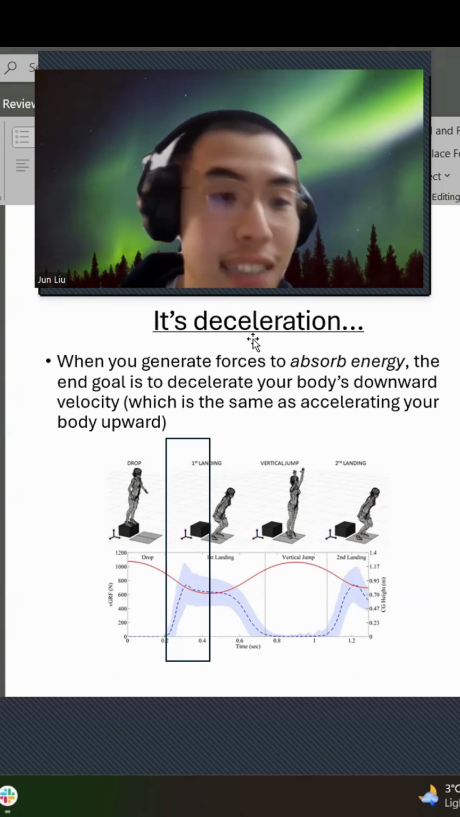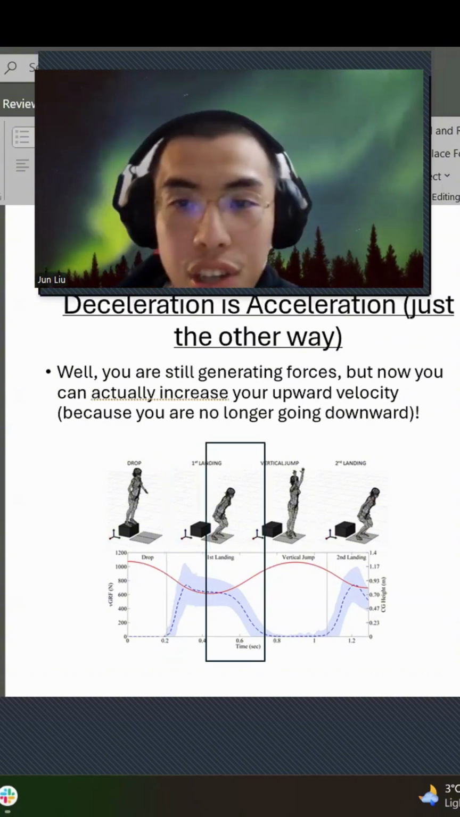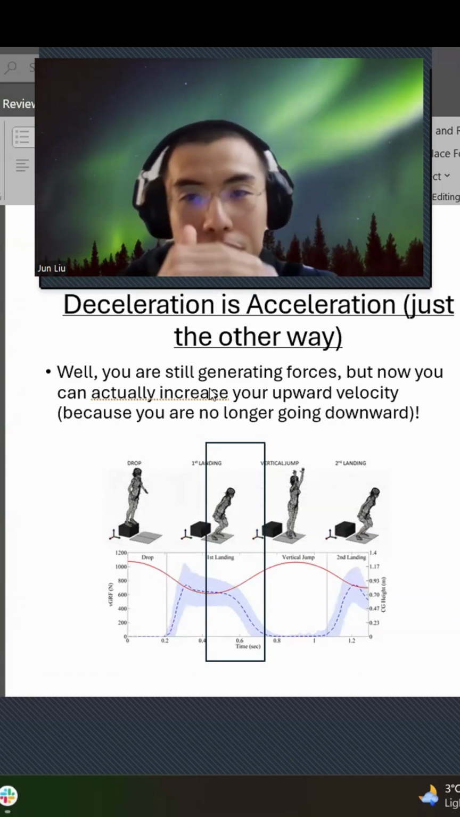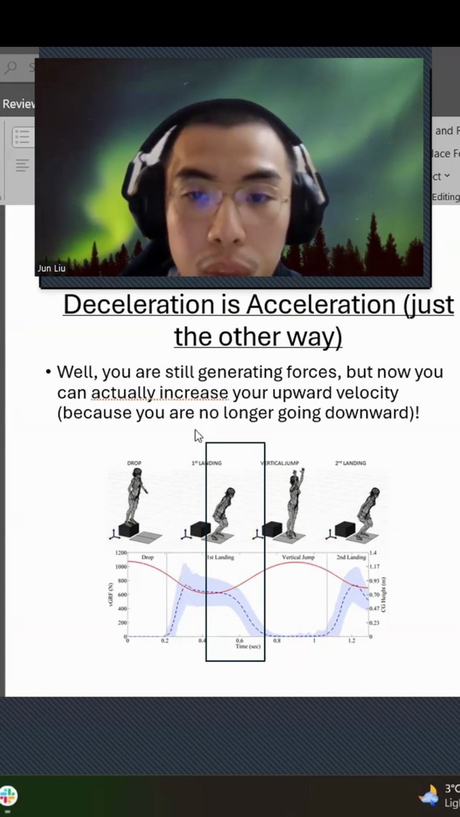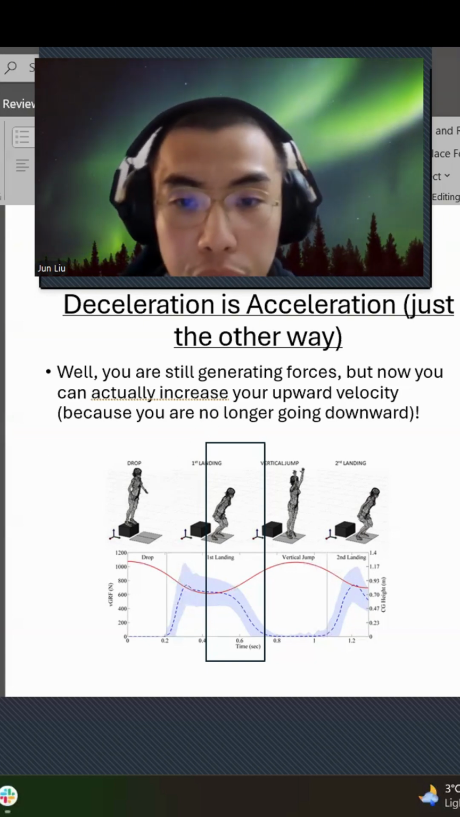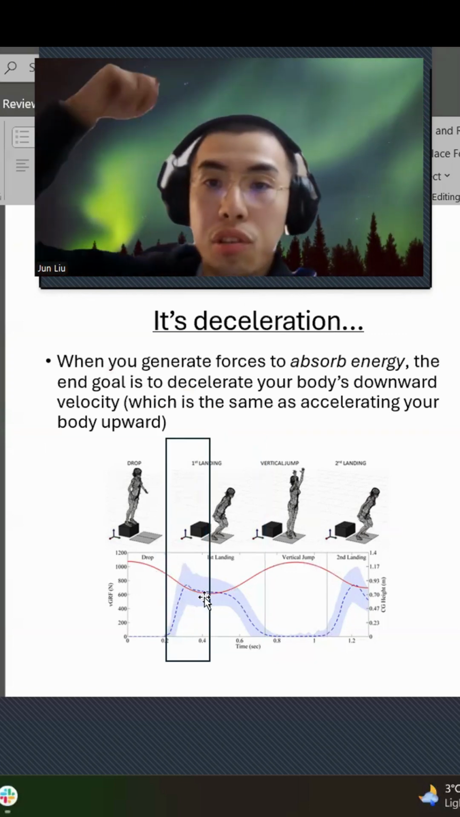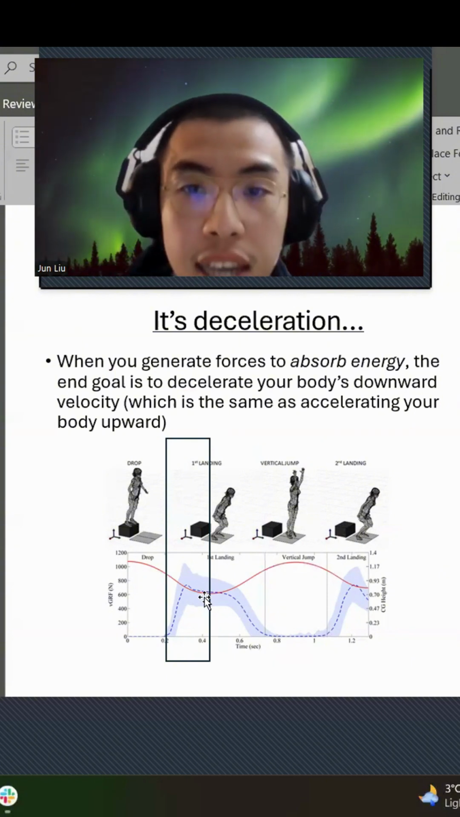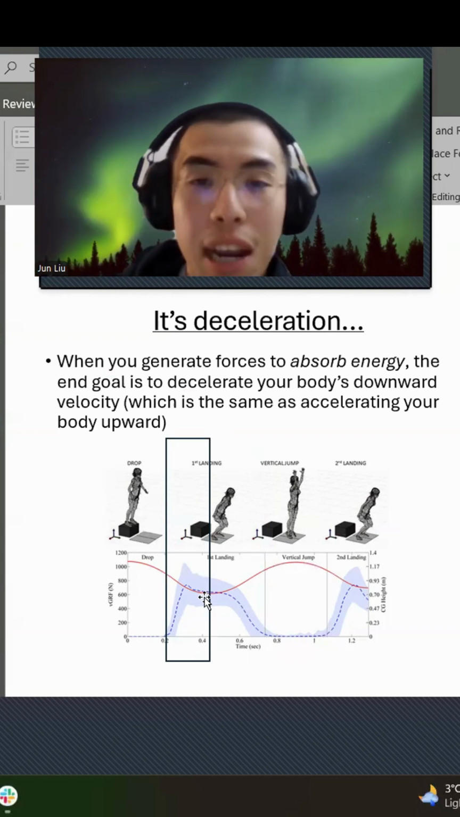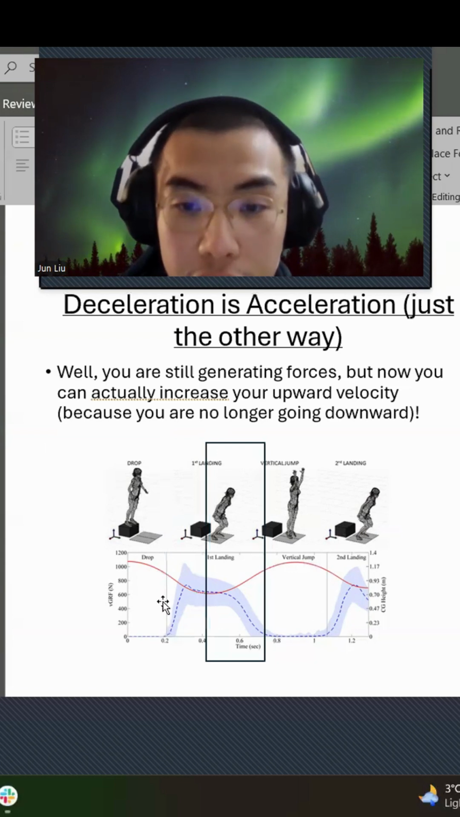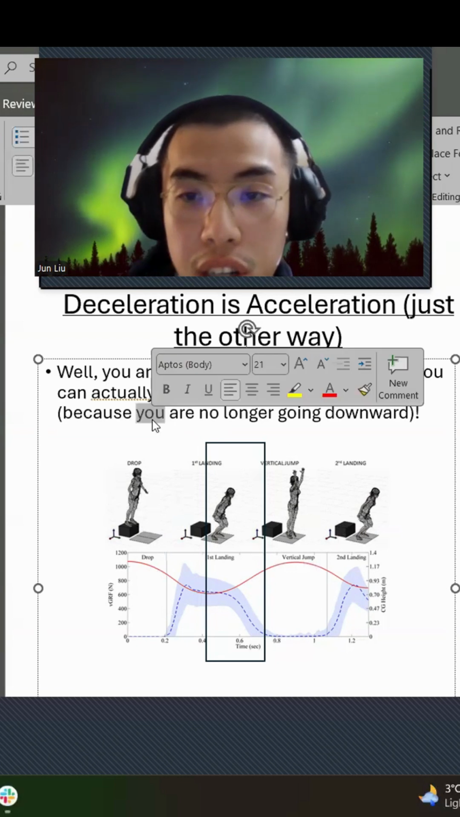Okay, so it's really in its essence deceleration, which in its essence is just acceleration, because deceleration in one way is acceleration in the exact opposite way. Okay, so let's look at this landing. If you look at before, I highlighted the box where the center of mass velocity is still going downwards, which means you're sort of sinking, you're still yielding a little bit. You're generating forces, yes, but you're trying to fight against the body's downward velocity slash momentum. And here, once you actually reach the bottom, you can actually move up because you are no longer going downward.